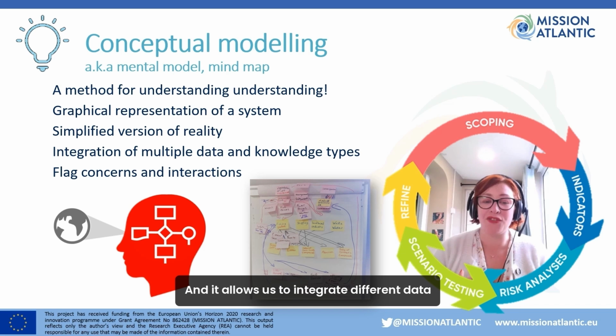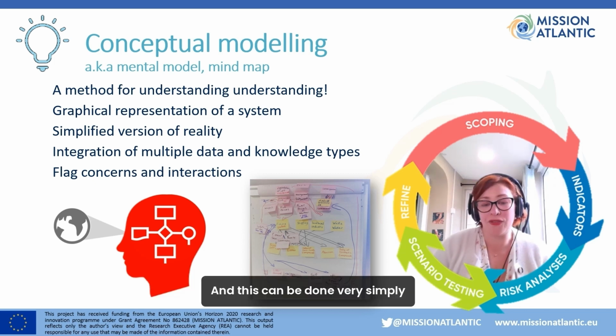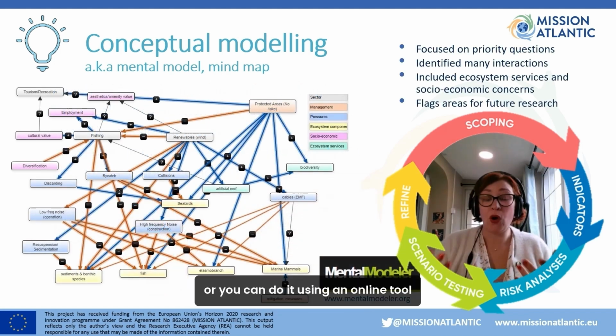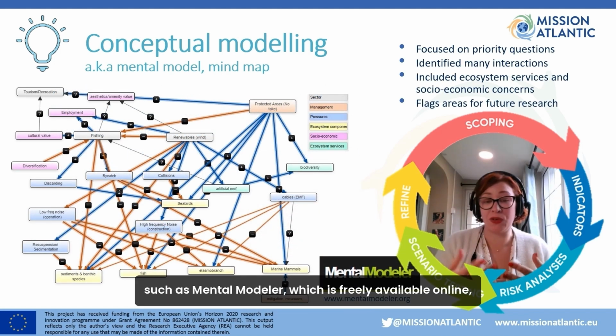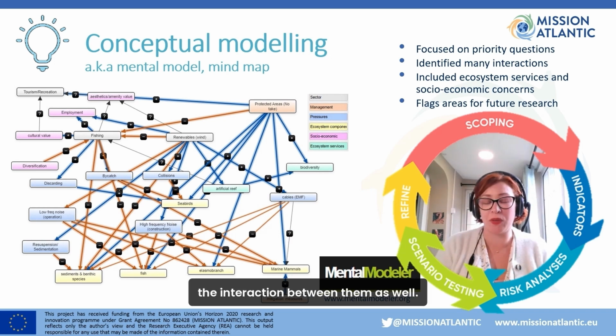It allows us to integrate different data and knowledge types and perspectives, and also to flag different concerns and interactions. This can be done very simply with a bunch of post-it notes and scribbles, as you can see, or you can do it using an online tool such as Mental Modeler, which is freely available online, which is essentially just creating the boxes and the linkages between them, and you can dictate the strength of the interaction between them as well.